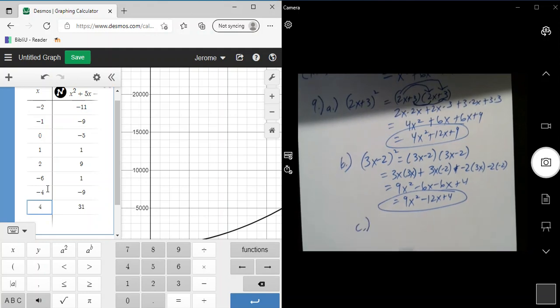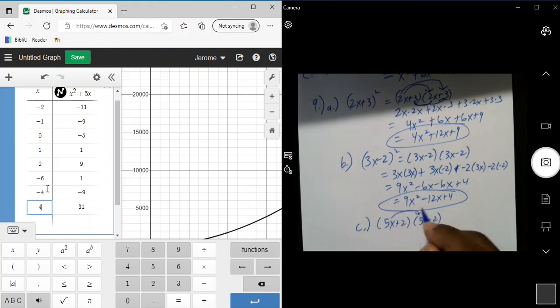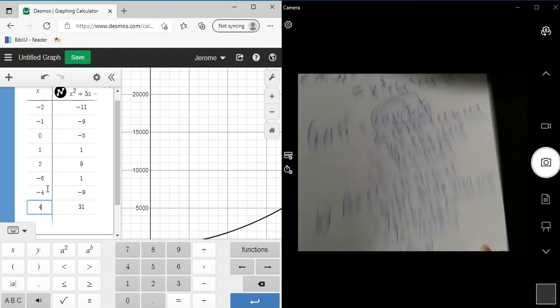Now we go to C. We have (5x + 2) times (5x - 2). Now listen, this is a binomial multiplied by a binomial. If you have the exact same things inside these two parentheses, and they're binomials, but one is a plus and one is subtraction, you can multiply the first times the first and the last times the last. So that'll be 25x squared minus 4. And that would be your answer.